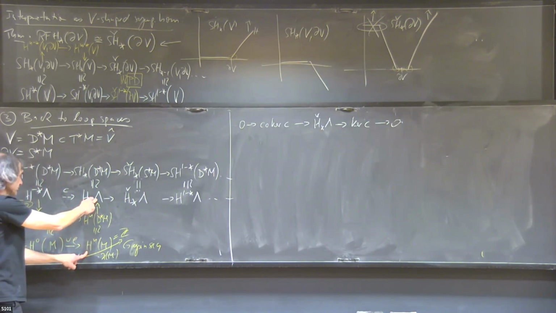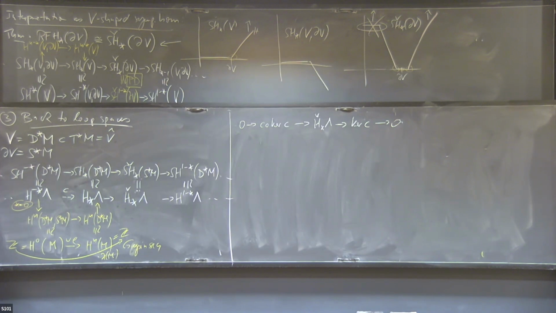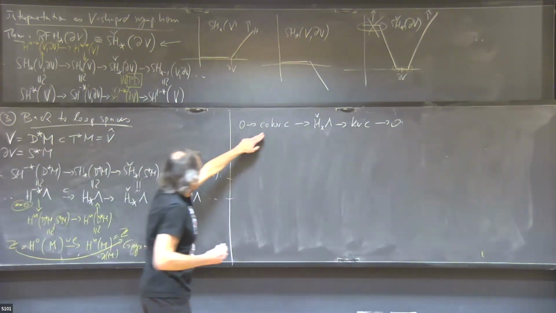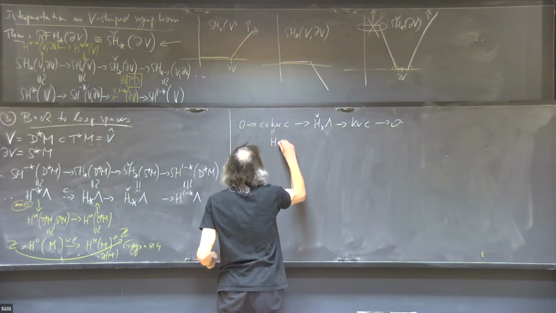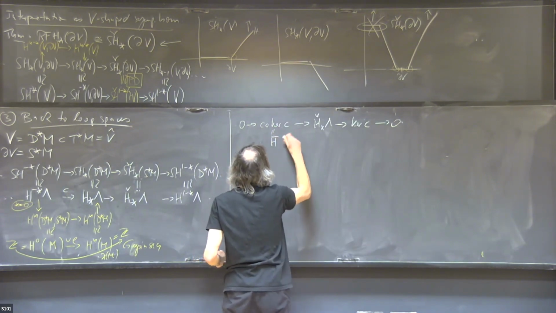Why is there a degree shift now? Maybe I should use Poincaré duality once again to convert this to H lower 0 of M, and then it's inclusion in H lower 0 of lambda. That's just inclusion as constant loops. So it's just that. Okay, so this one, let's just call this the reduced loop space cohomology.